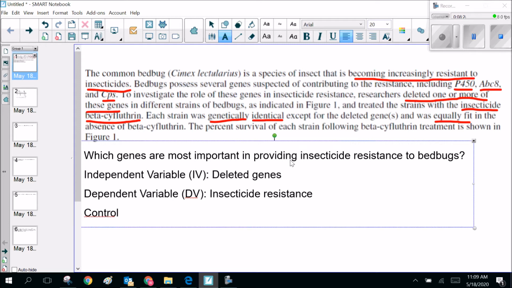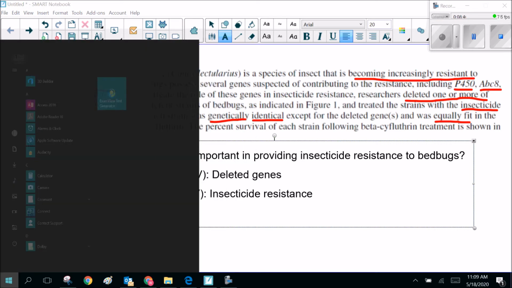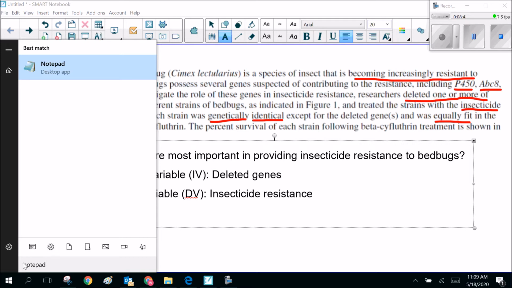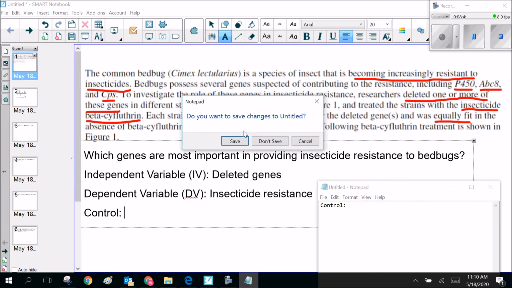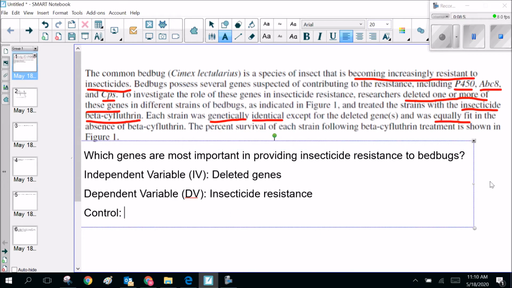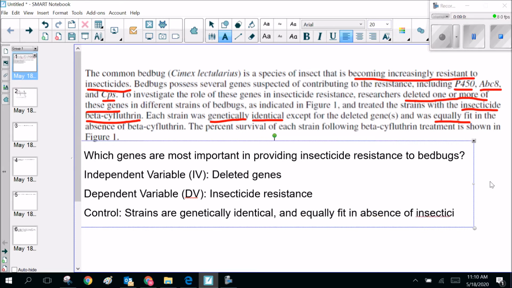We also are given our control, so I'm going to put that down as well in these little notes. I'm taking them on this program, but a really great program that I like to use on my computer is Notepad. Just type it into your start menu, bring it up, and start typing. I'm going to keep doing it the way I am, but you can do it there and save it for later if it helps you. So what is their control? Their control is that the strains are genetically identical except for the deleted genes and equally fit in the absence of insecticide.